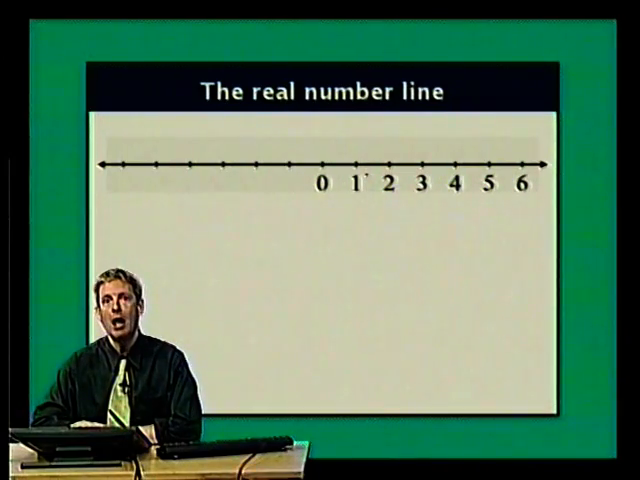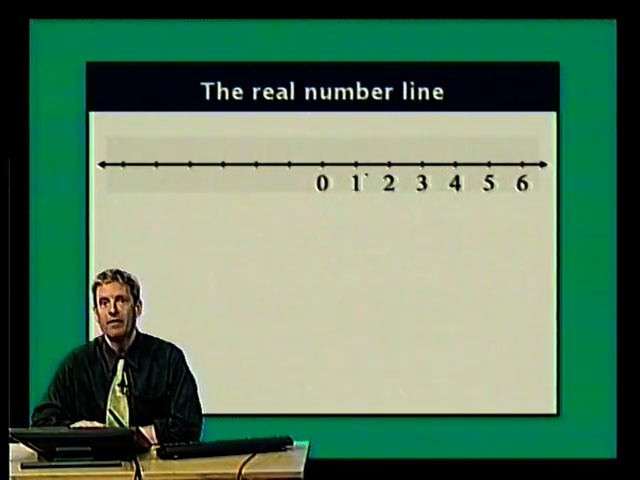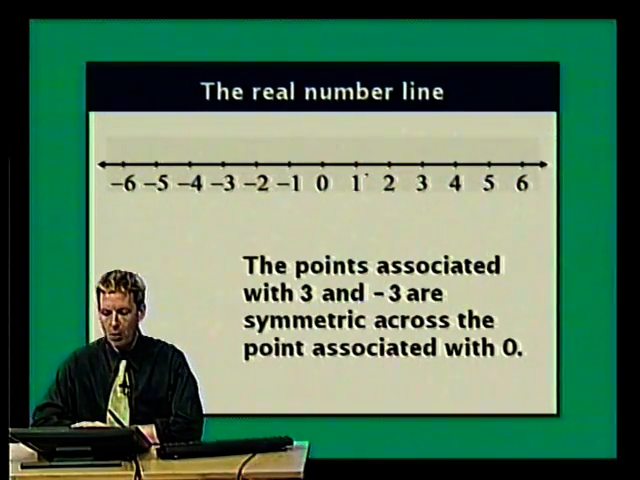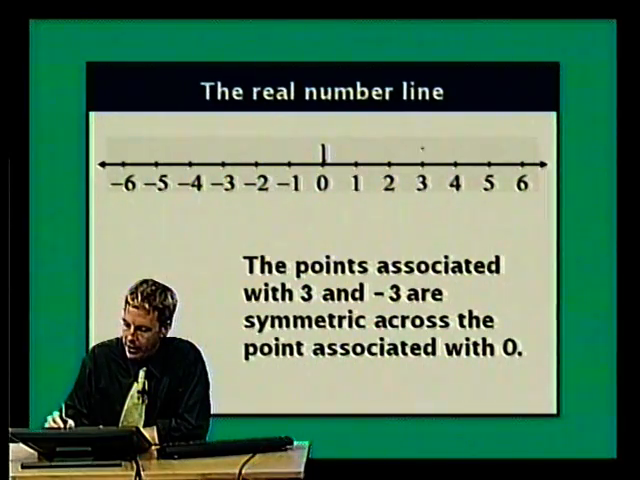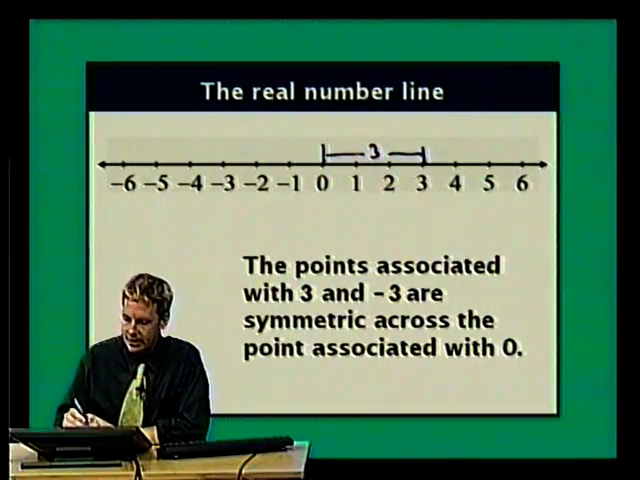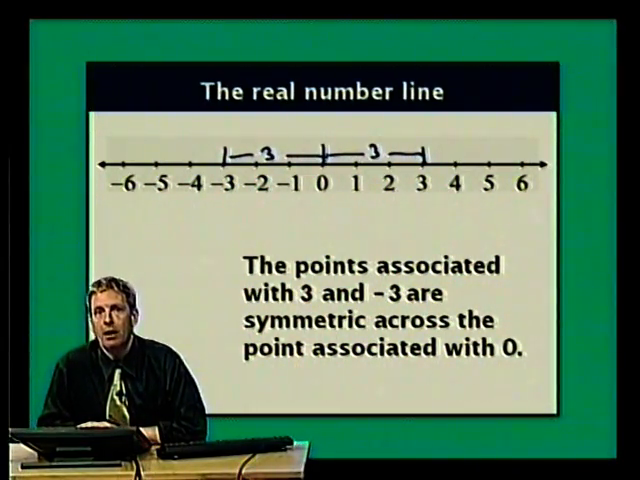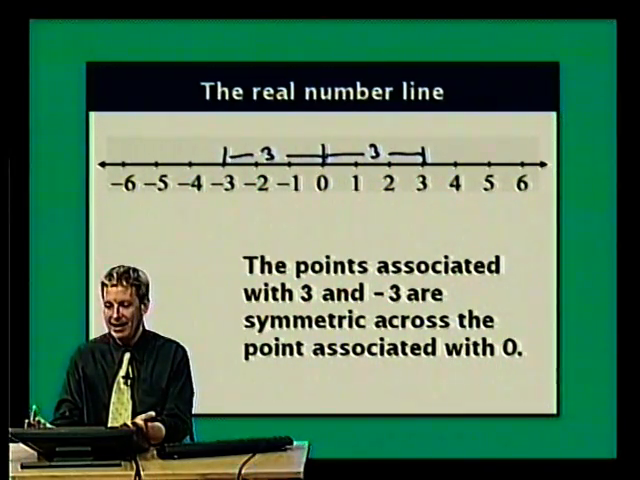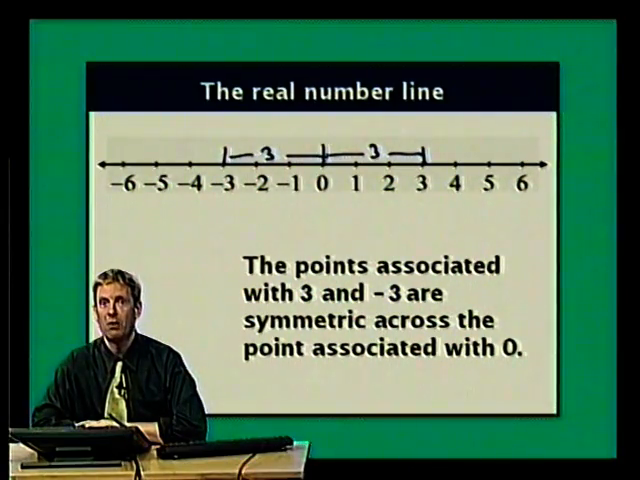5, 6, etc. Now what I'm going to do is to the left of 0, in an equidistant sort of fashion, I'm going to write the negative of each one of these counting numbers. -1, -2, -3, etc. So let's make a little observation. The points associated with 3 and -3 are symmetric across the point associated with 0. And what that kind of means is this, that the distance from 0 to 3 is 3 units, and the distance from 0 to -3 is 3 units, but the points associated with 3 and -3 are on opposite sides of 0. Another way you can think about this is if I had a sheet of paper instead of this computer screen, if I folded the sheet of paper across the point that we associate with 0, the points that we associate with 3 and -3 would lie right on top of one another.